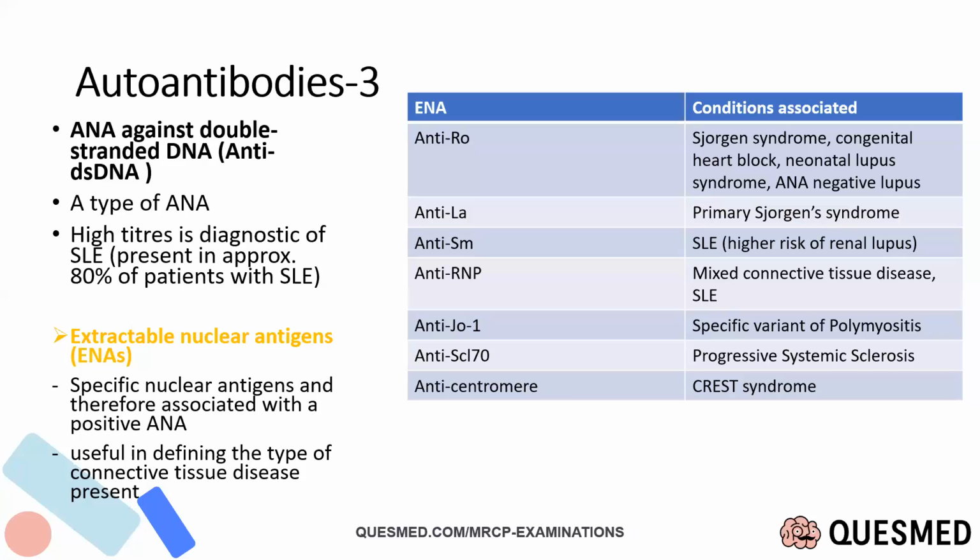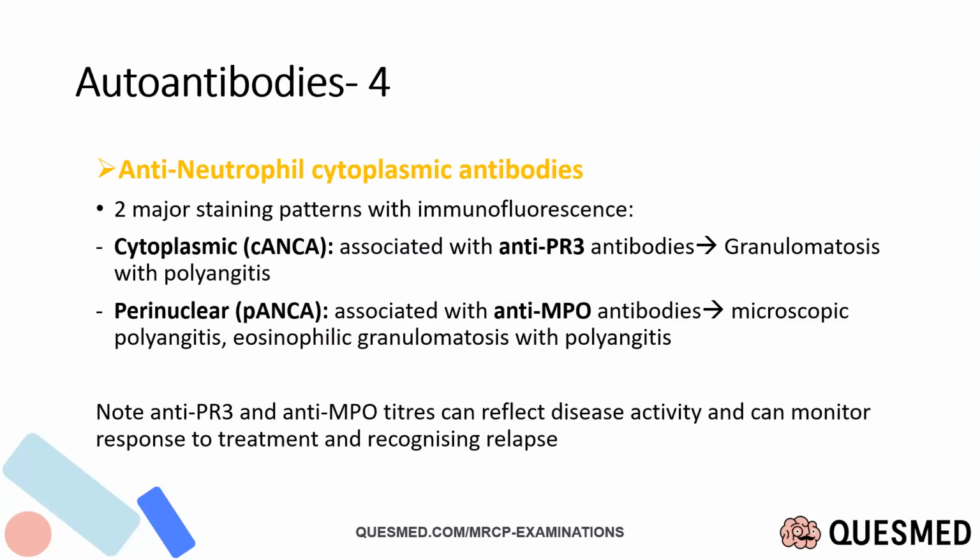And then these two, which I found very difficult to remember when I initially started, was the anti-topoisomerase, which is also anti-Scl-70, which is progressive systemic sclerosis, and anti-centromere. And I know it's very basic, but I remember anti-centromere has a C in it, and CREST syndrome has C at the beginning, and that's how I remember it.